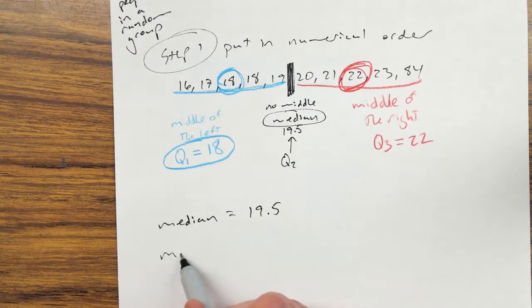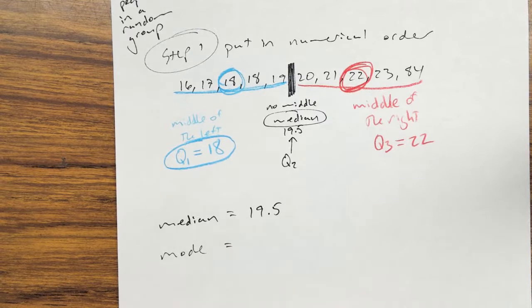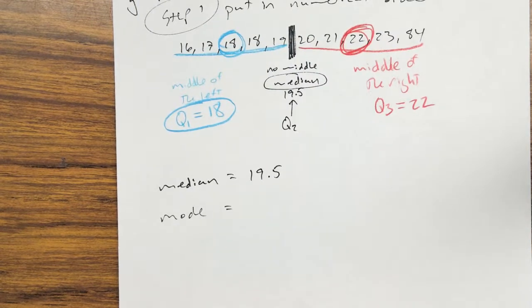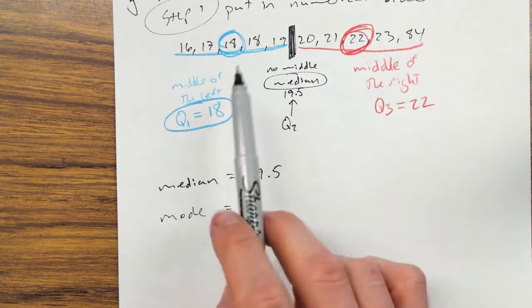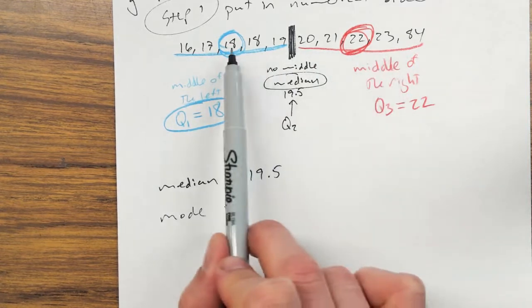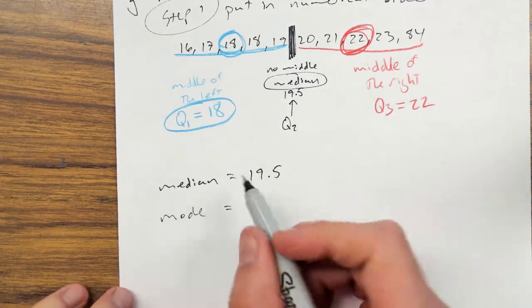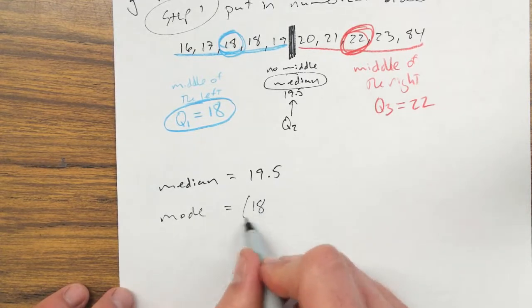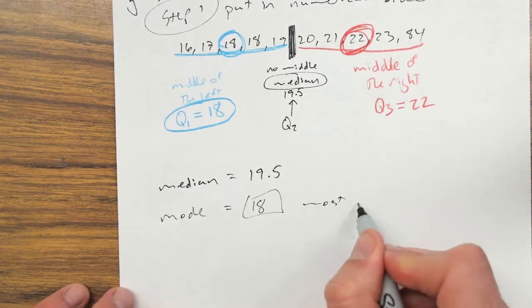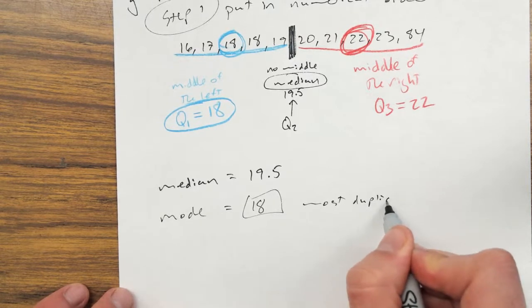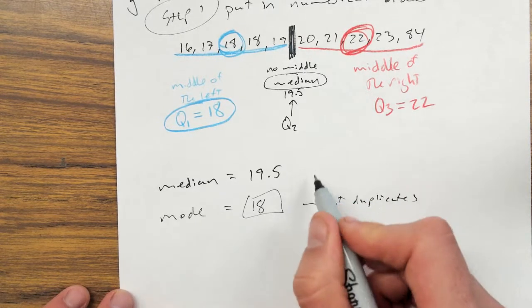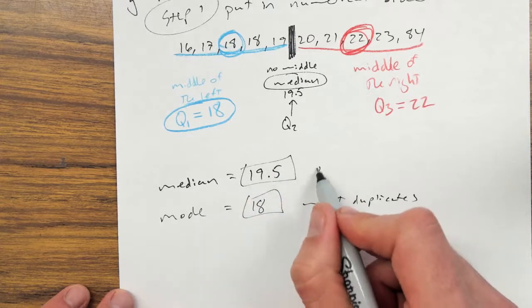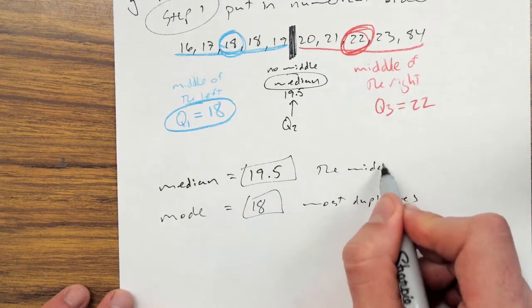The mode, if you recall from the other side, was the one that happened the most often. So if we go back to our list, which one had the most duplicates? It appears to be 18. So remember, this one is the most duplicates. This one is the middle number.